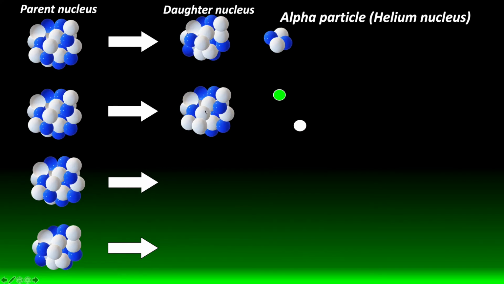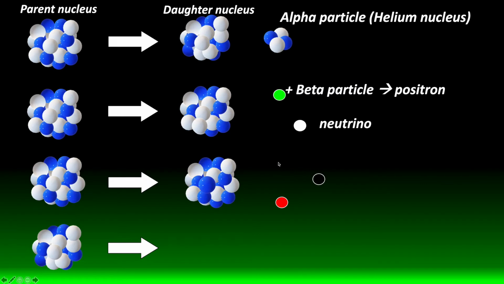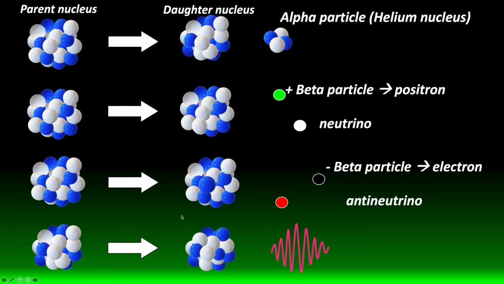Then we have 2 types of beta decay. Here we get another daughter nucleus, but we have 2 things ejected in this example. We have a positive beta particle, or a positron, and a neutrino. We can have another type of beta decay that has a negative beta particle, or an electron, and it emits an antineutrino. And then the last type we looked at was where this is emitting energy in the form of a photon, and this is a high energy photon called a gamma ray, and so this is gamma decay.